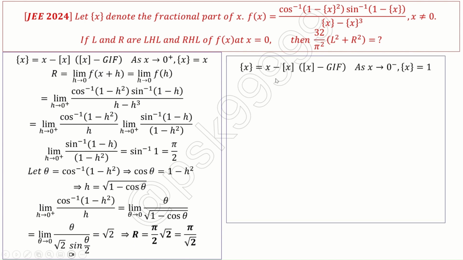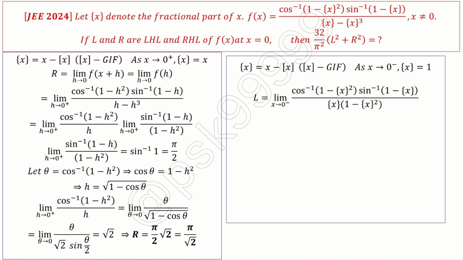Similar way, fractional x is x minus GIF of x, we already saw. So as x tends to 0 minus, fractional x is nothing but 1. Why? If I put 0 minus, that means it is 0.1, 0.001, let's say. So this will become 0 minus, and my value of GIF of x is nothing but minus 1. So 0 minus minus 1, which is 1, correct? So understand this carefully. Fractional x is equal to 1 as x tends to 0 minus. Only for 0 minus, not for everything.